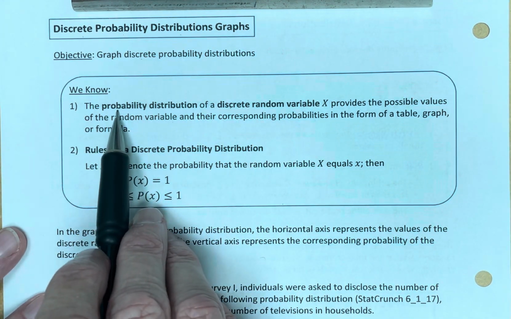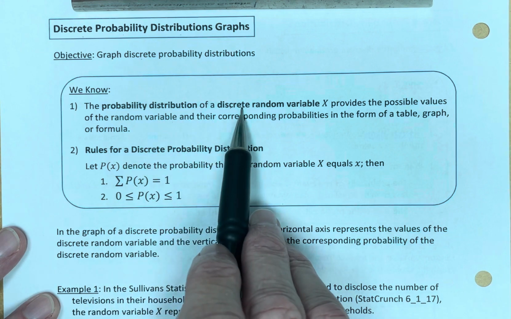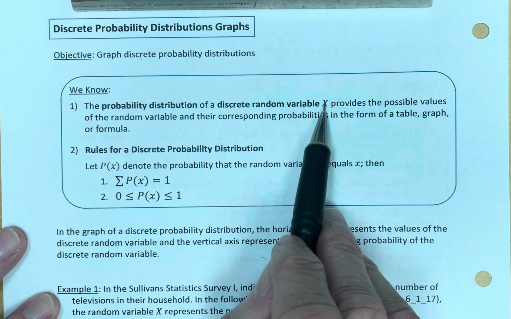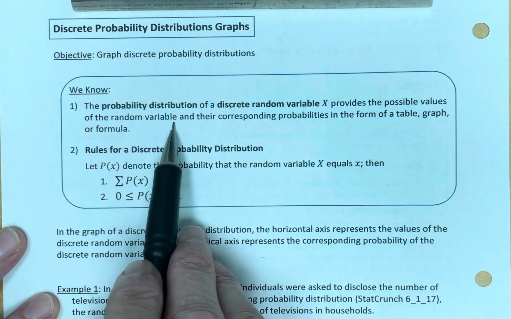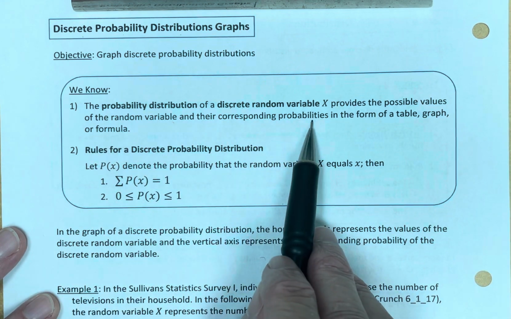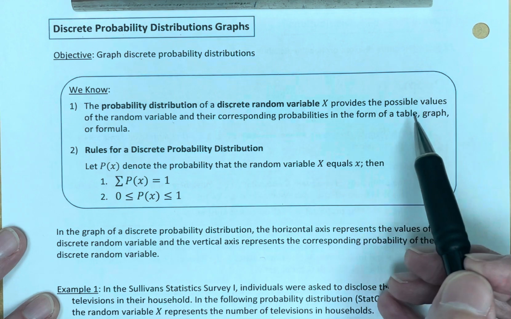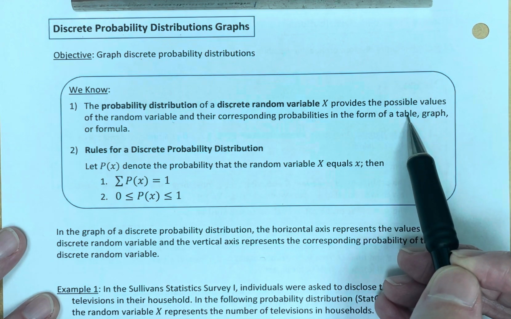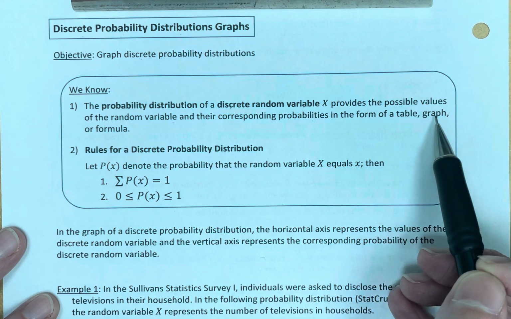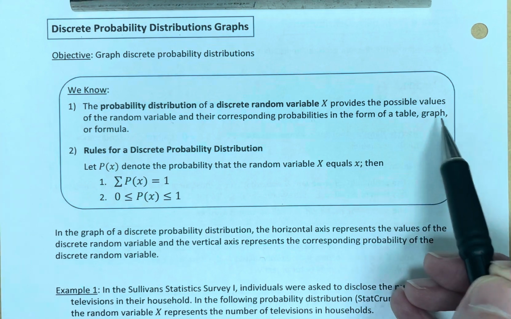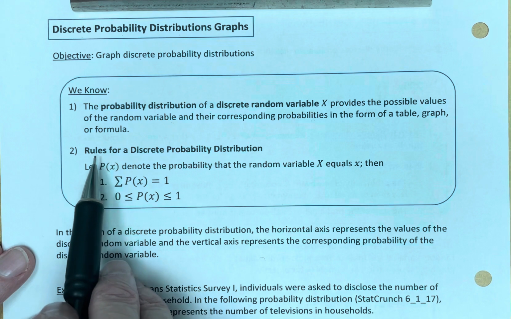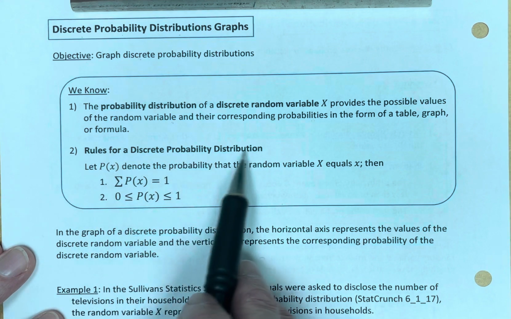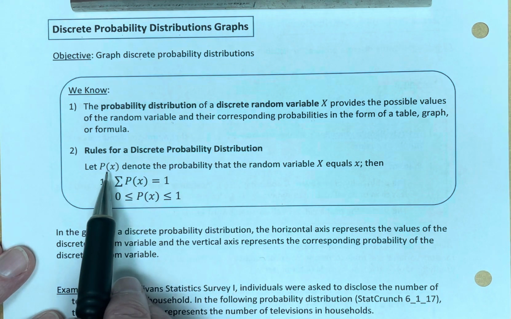We know the probability distribution of a discrete random variable x provides the possible values of the random variable and their corresponding probabilities in the form of a table, which we saw in a previous video, a graph, which we're seeing in this video, or a formula. And we know the rules for a discrete probability distribution.